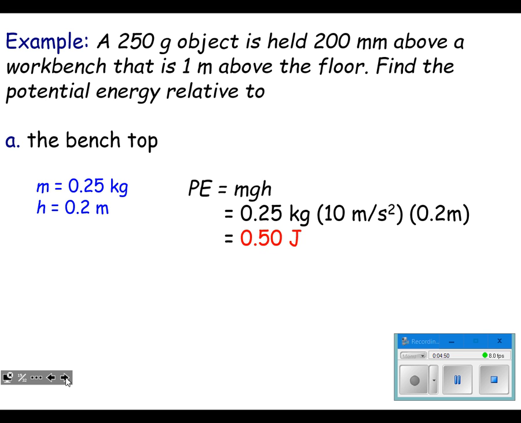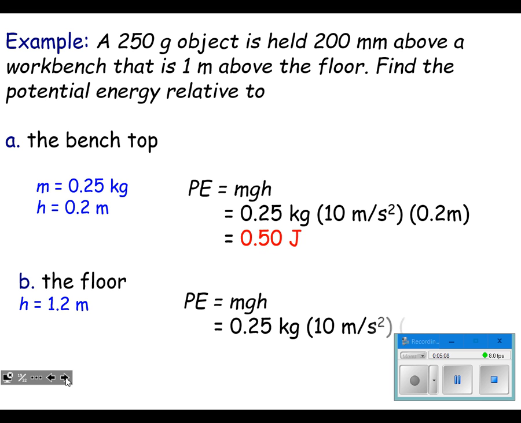That was just from above the bench top to the bench top, but now I want it relative to the floor. So I'm above the floor a meter just to get to the workbench, plus another 200 millimeters. So I'll need to make my height 1.2 meters overall. And now I'll do the same formula, but I'll do 0.25 kilograms multiplied by 10 multiplied by 1.2 meters. So that will give me 3 joules. So the higher you are off the ground, the more potential energy you're going to have.